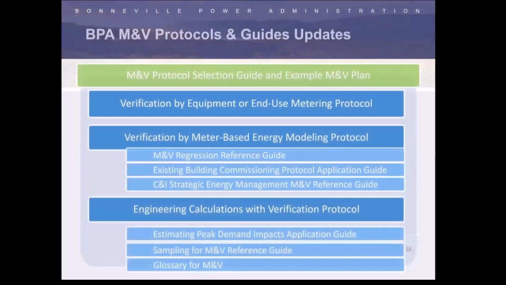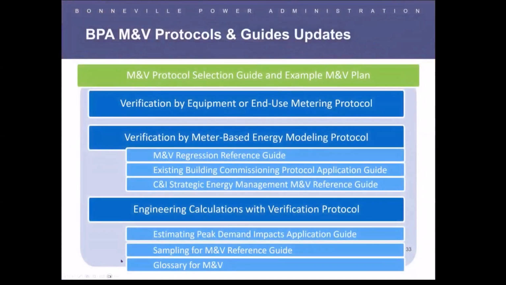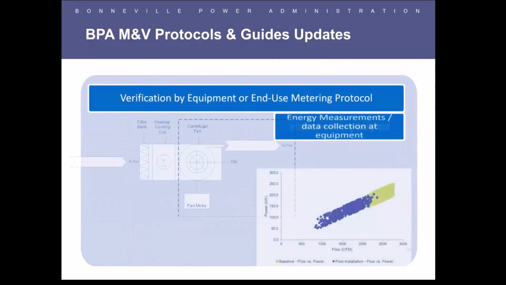So now let's take a look at the updates that were made to each one of these documents. I've already looked at the M&V protocol selection guide and example plan, which I show here as an overlay over the top of all of these documents, because it is meant to be a guide and a roadmap to those. And then we have the protocols, and then the application guides and reference guides. So we'll start with the protocols and just look at the major changes that were made.